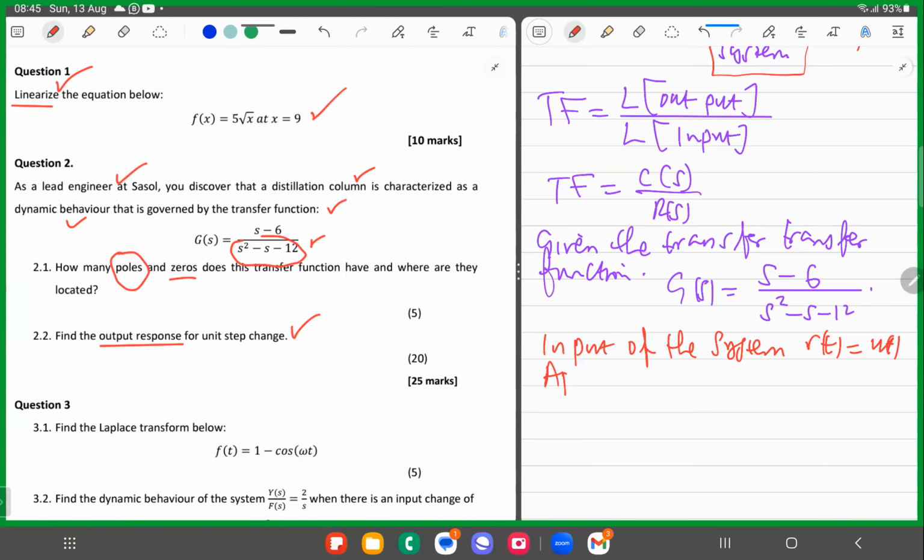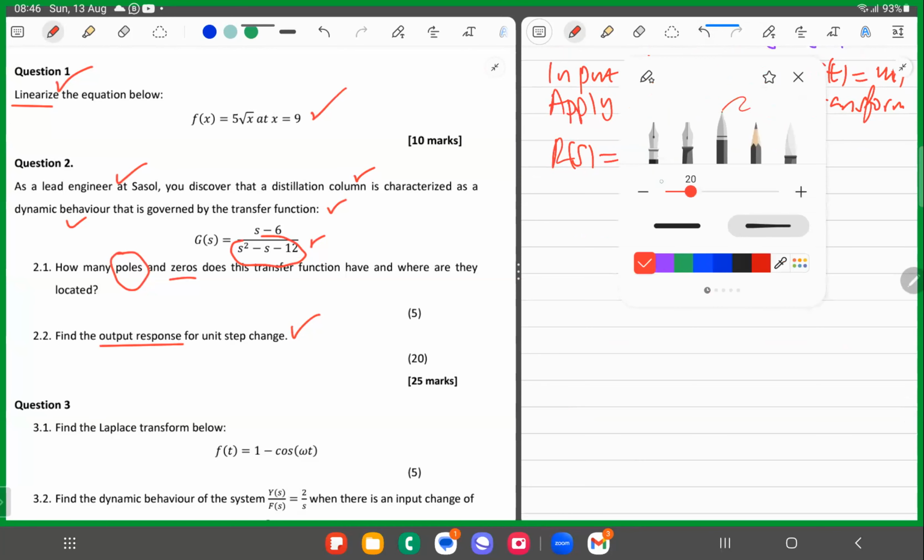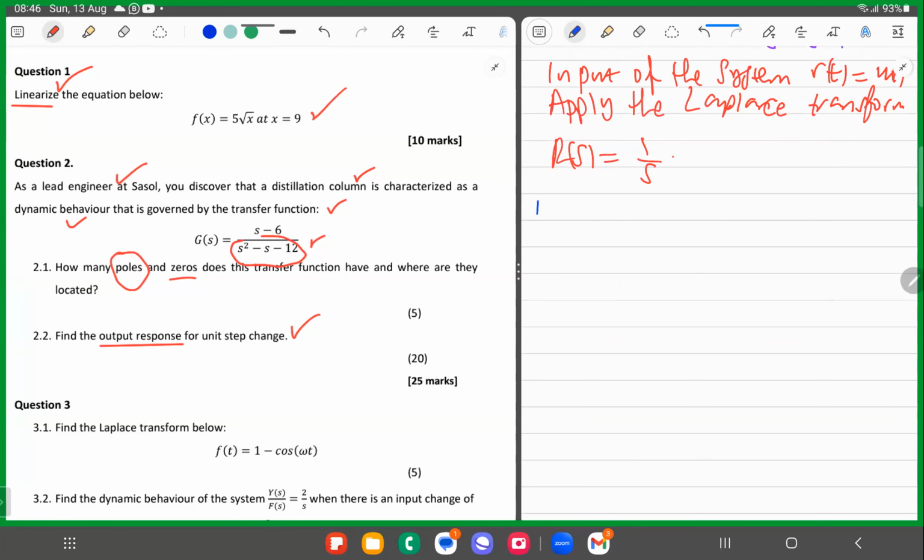We apply the Laplace transform. We apply the Laplace transform. Right? If we apply the Laplace transform, we have that R of s is 1 over s. The response of the system, sorry.